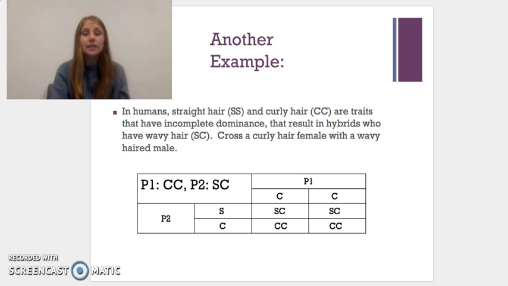Another thing to note is that because both of these traits are going to be dominant together, we're not seeing any use of a lowercase letter within these Punnett squares. And that is going to be a huge difference when we get into these later examples. So always remember that incomplete dominance always uses those capital letters.